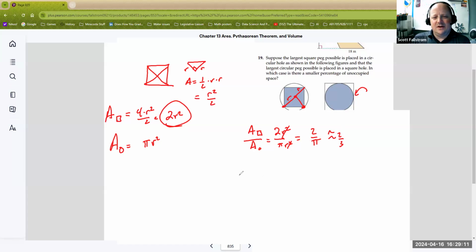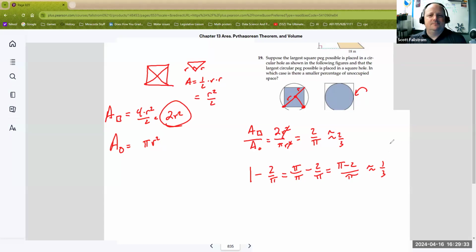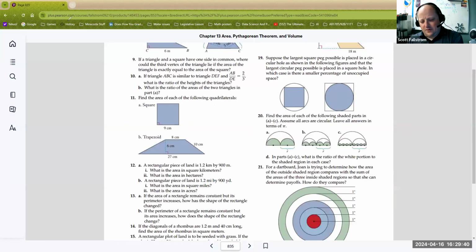Then the unused space would be 1 minus 2 over pi. And so just get a common denominator, and you get pi minus 2 divided by pi. So pi is about 3, 3 minus 2 is about 1. So approximately 1/3 of it is wasted. There you go. If you want the other one, you should be able to do the second one by yourself, but if you need to, I think I made a video of that one already. Okay, 26.